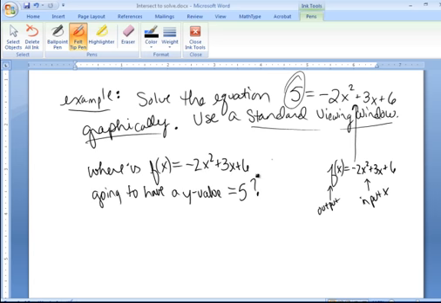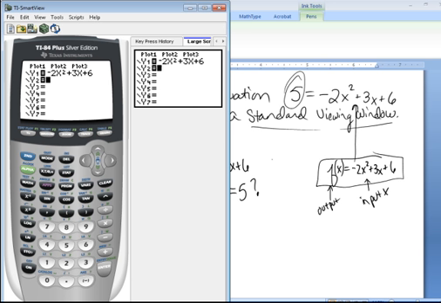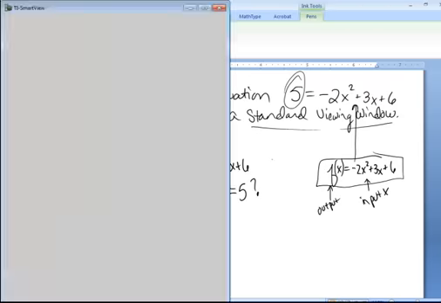In order to find where the function negative 2x squared plus 3x plus 6 has a y value of 5, I'm going to first graph the function in the calculator, and then I'm going to see where the graph reaches a height of 5. So I first put the function in the y equals menu in y1. In y1 I've placed negative 2x squared plus 3x plus 6. In y2, I've put the value 5. I want to find where the function f of x has a y value of 5.